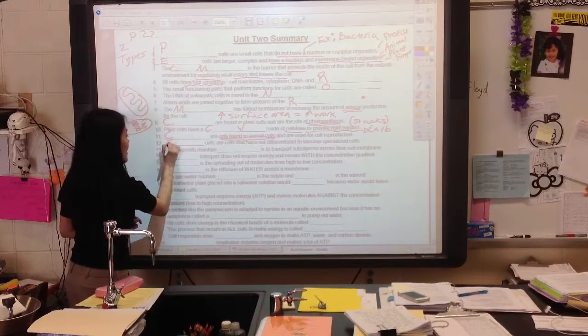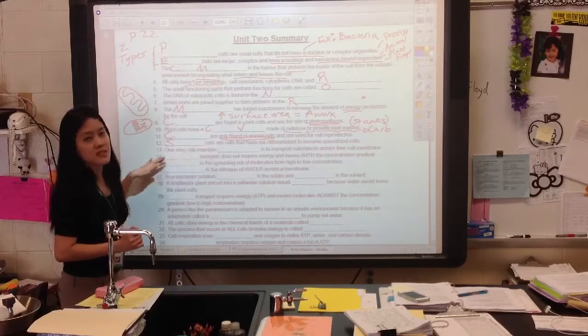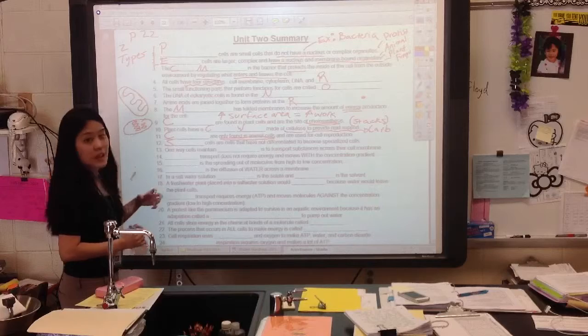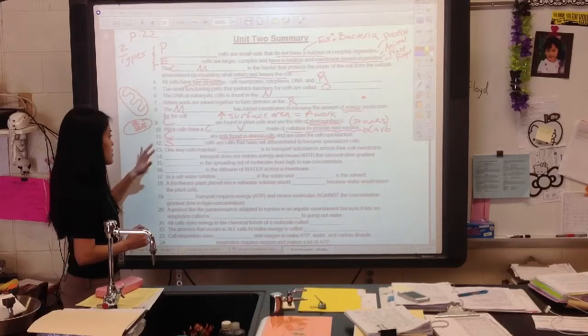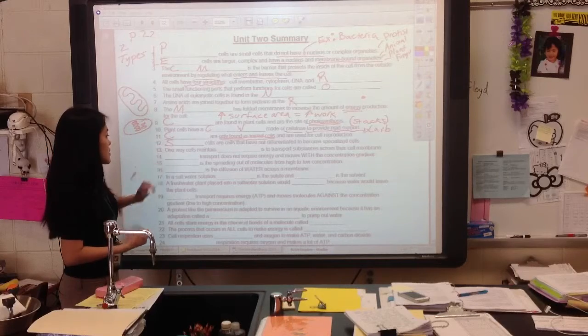Number 12, blank cells are cells that are not differentiated to become specialized cells. This starts with an S. There's lots of therapies that are trying to use this type of cell, such as in diabetes, having your cells become another cell to prevent those diseases.